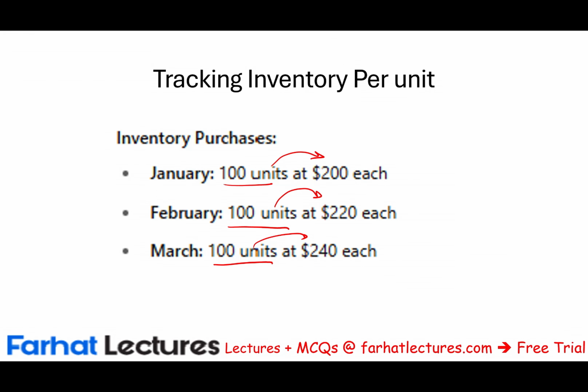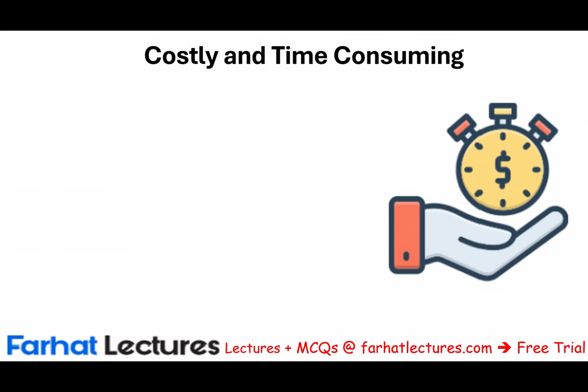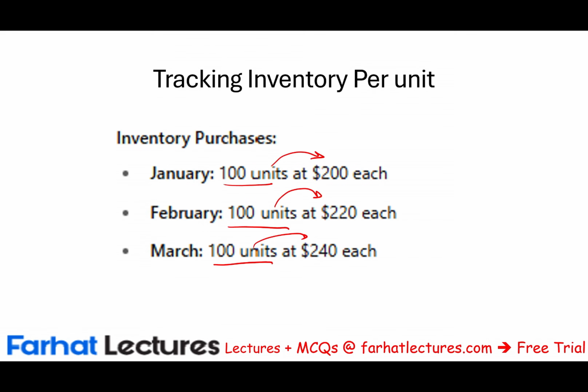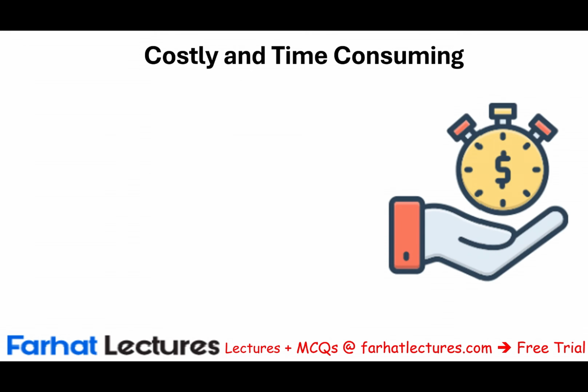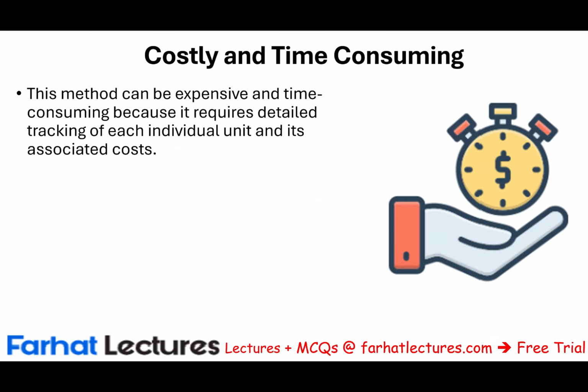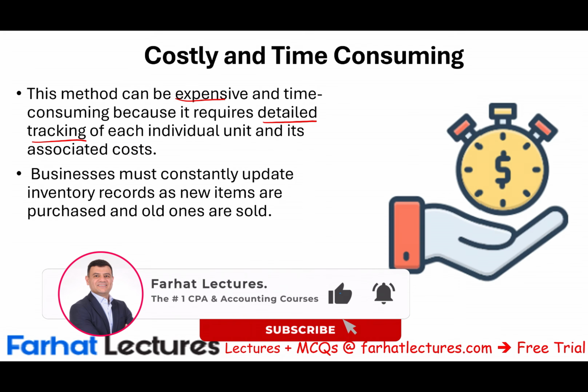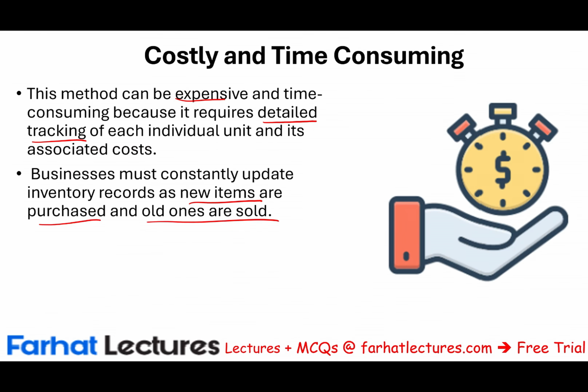Now, what's the issue? What's the disadvantage, or how does it backfire? What is the disadvantage of keeping track of inventory per unit? Well, it's costly and time consuming. This method can be expensive and time consuming because it requires detailed tracking of each individual unit and its associated cost. And businesses must constantly update the record as new items are purchased and old ones are sold.